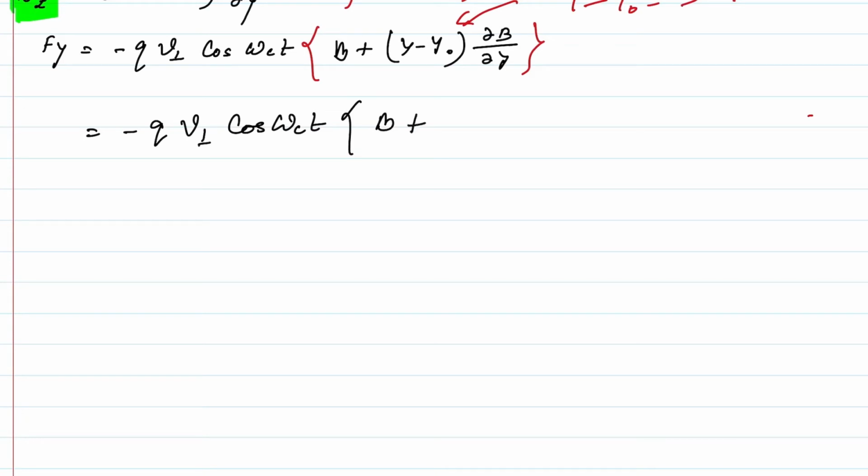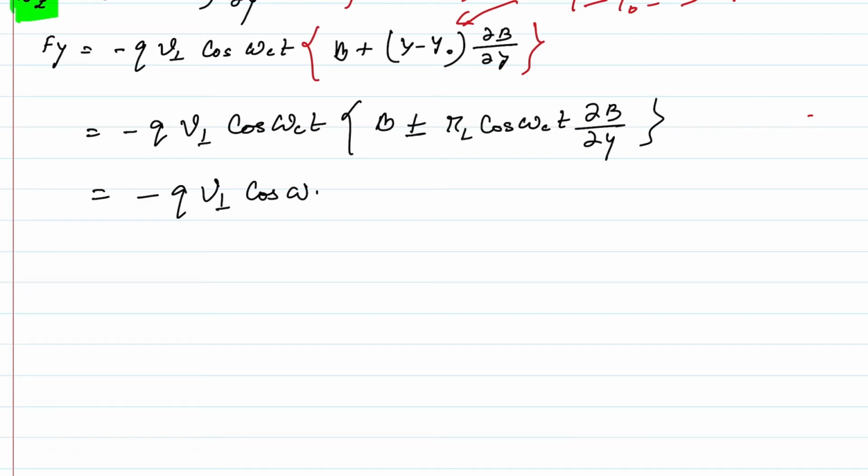B plus, again plus minus, on putting this value rL cos omega c t del B by del y. So now multiply. So here it will be B, then minus into plus minus, that's going to be minus plus q v perpendicular cos square omega c t del B by del y. Okay, now let us find the average of the force along y-axis.